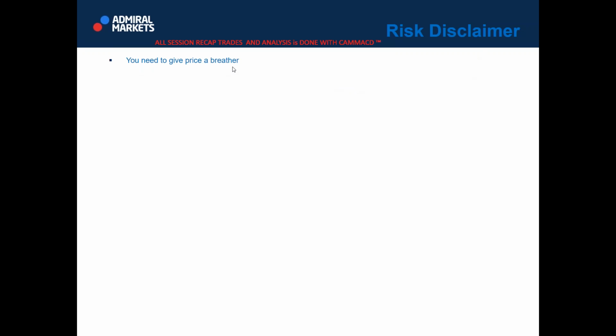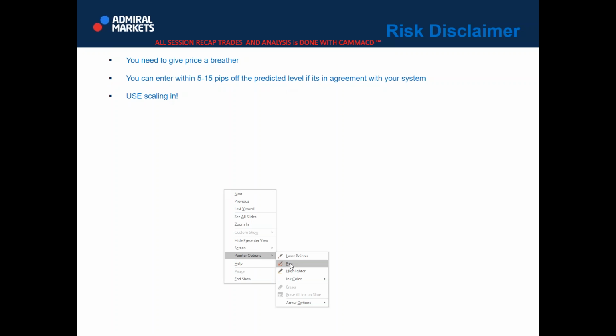You need to give price a breathing room. So you enter usually within 5 to 50 pips of the predicted level if it's in agreement with your system. Use scaling in. Always use scaling in. When you do scaling in, you will definitely make your trades more profitable. So scaling in looks like this.